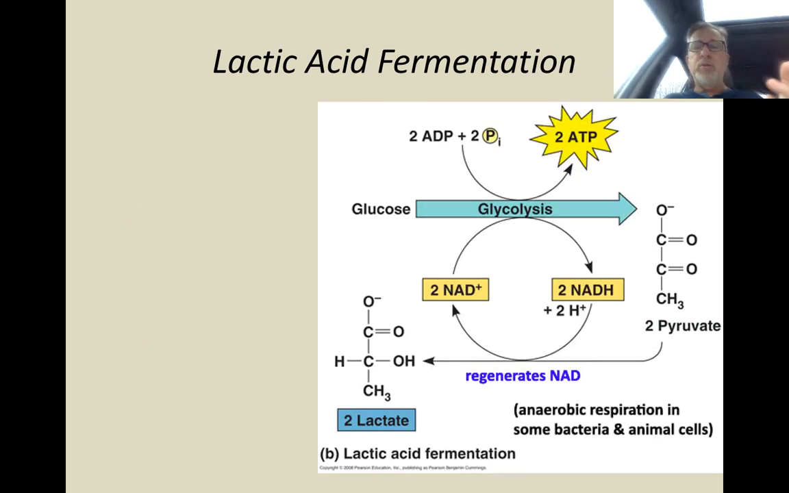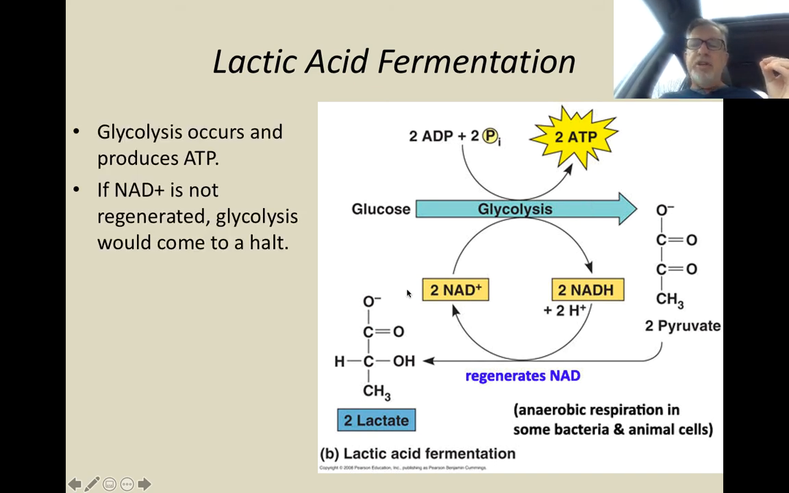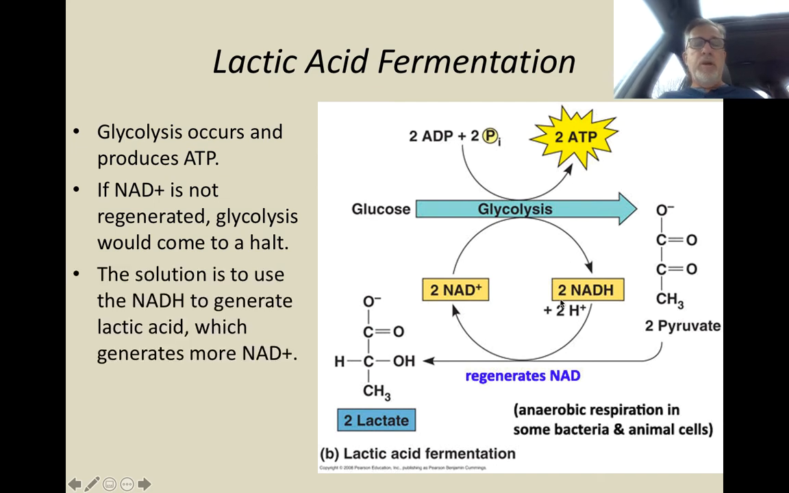So let's see how that works. Here is glycolysis again, turning glucose into pyruvate. If NAD+ is not continually regenerated, it'll all get used up and will stay as NADH. Since that can't go to the electron transport chain, this glycolysis process will shut down. So the solution is to use NADH to generate lactic acid from pyruvate, and that regenerates the NAD+. And so now, even under anaerobic conditions, glycolysis can continue.